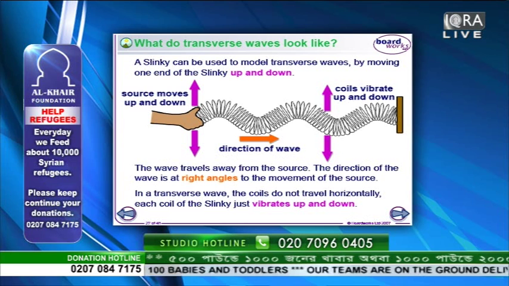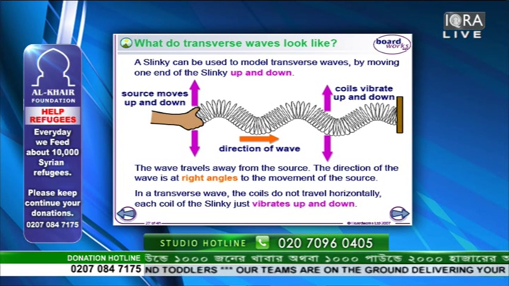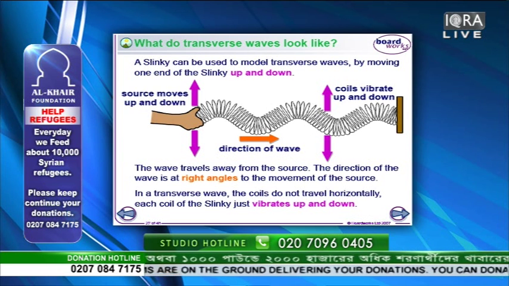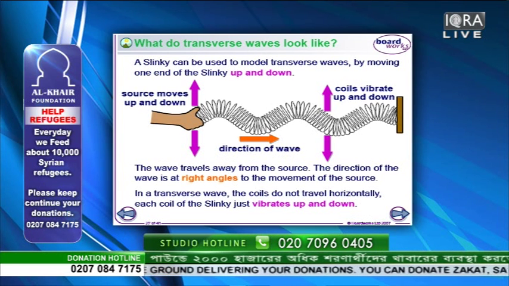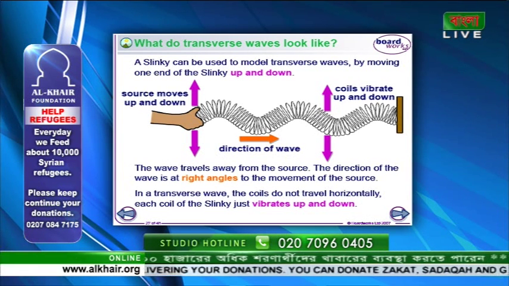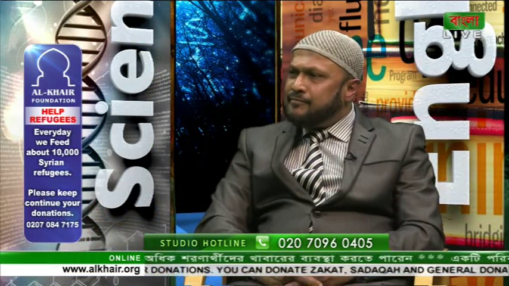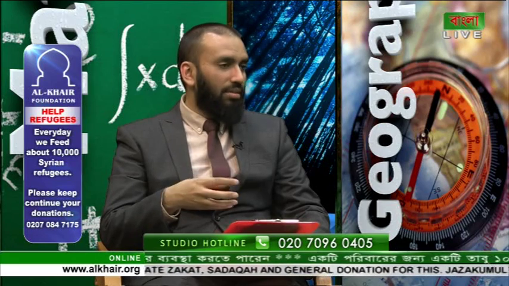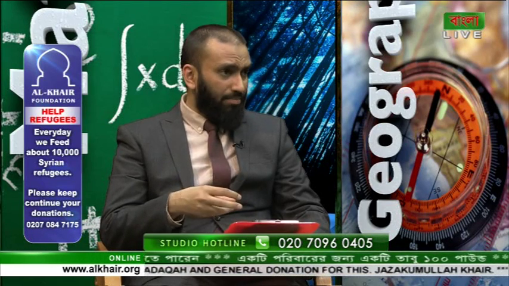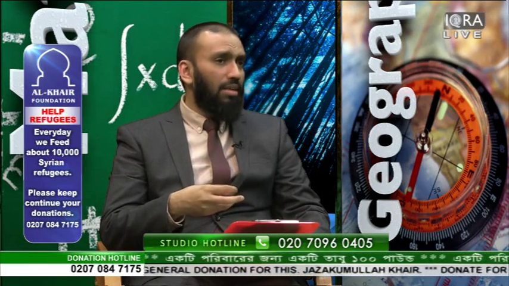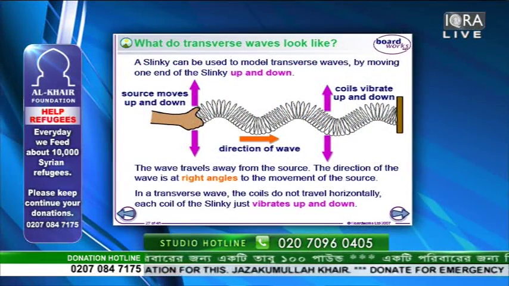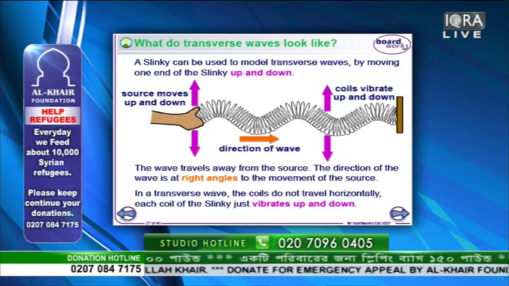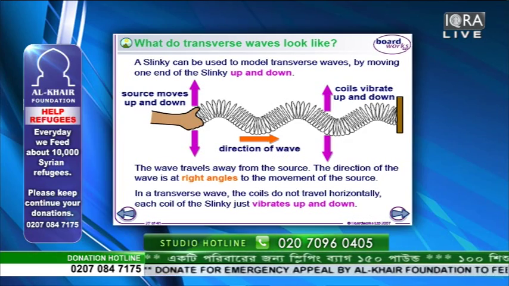So the direction of travel of the wave is to the right, but the parts of the slinky or the spring are actually moving up and down. So where are these waves traveling through? In the example on the slide, they're traveling through the spring, or the slinky as we call it. And in the earlier case, we looked at the water wave. In that situation, the energy was moving through the water.